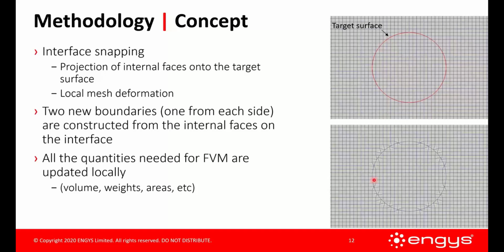During this process, there are two new boundaries, one on each side. One out here and one inside of this cylinder. They're constructed from these internal faces. If you're familiar with sliding mesh within Helix or Elements, you'll notice right off the bat that it's a very similar operation of making two patch pairs. All of the quantities needed for the finite volume method are updated locally, including things like volume, weights, areas, etc.